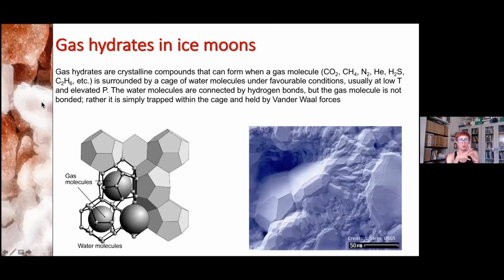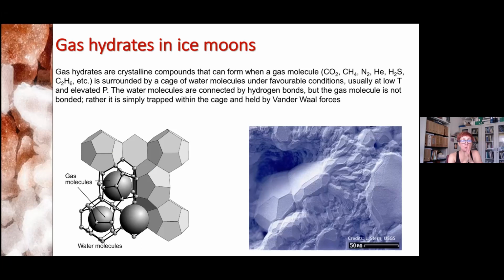Okay, so let's start with the study cases. One huge issue that we have been studying for more than 15 years is the possible presence of gas hydrates or clathrate hydrates in the icy moons' crusts and oceans, and the effect of their formation and dissociation on the surface and on the crust of these moons.